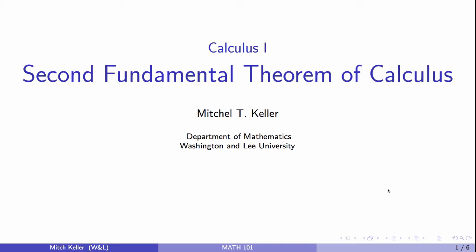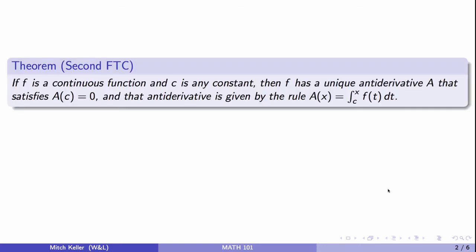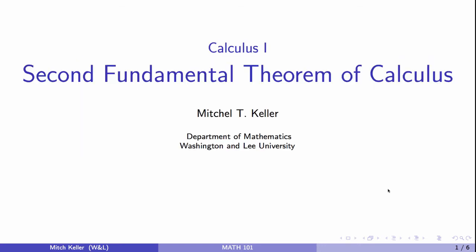There are two main parts of the fundamental theorem of calculus, and we've already seen the first, which we called the fundamental theorem of calculus, or the net change, or the total change theorem. It said that we can use an antiderivative to evaluate a definite integral, or to find the net signed area between the graph of a continuous function and the x-axis.